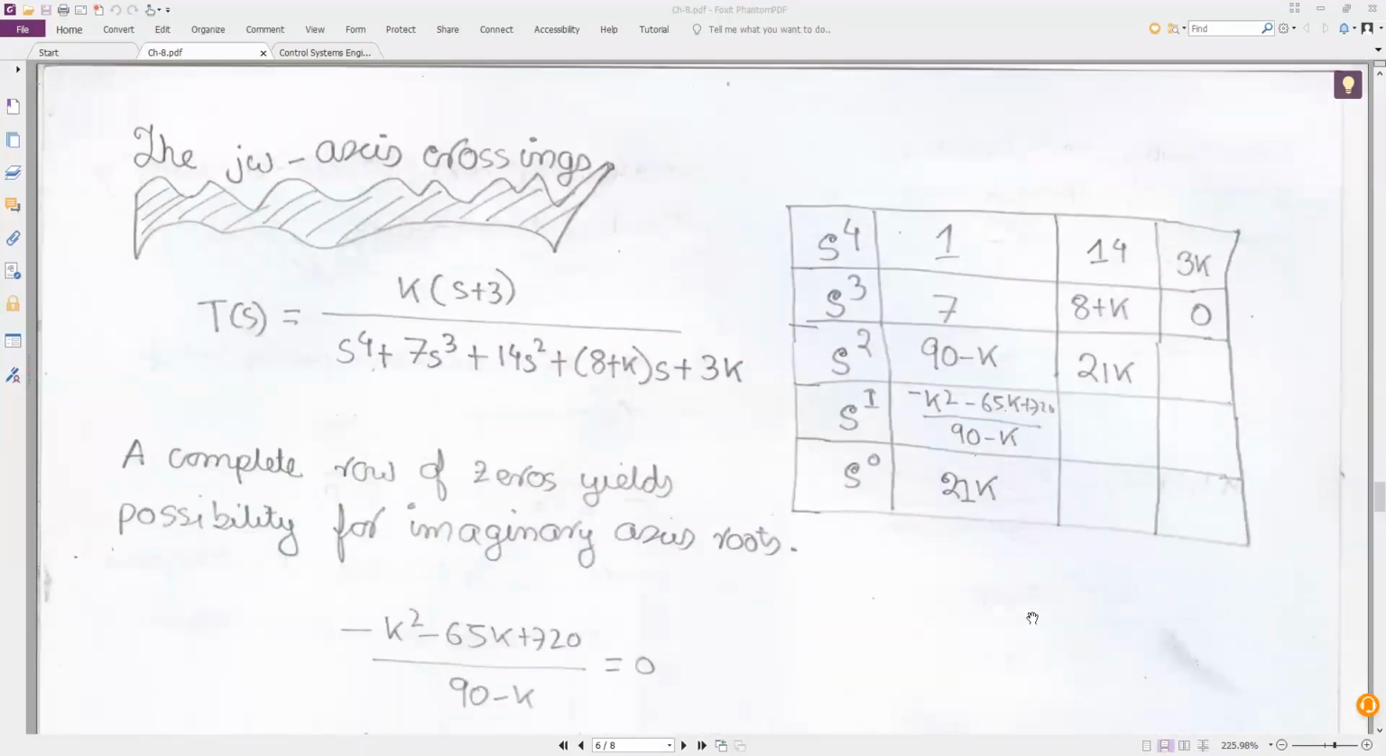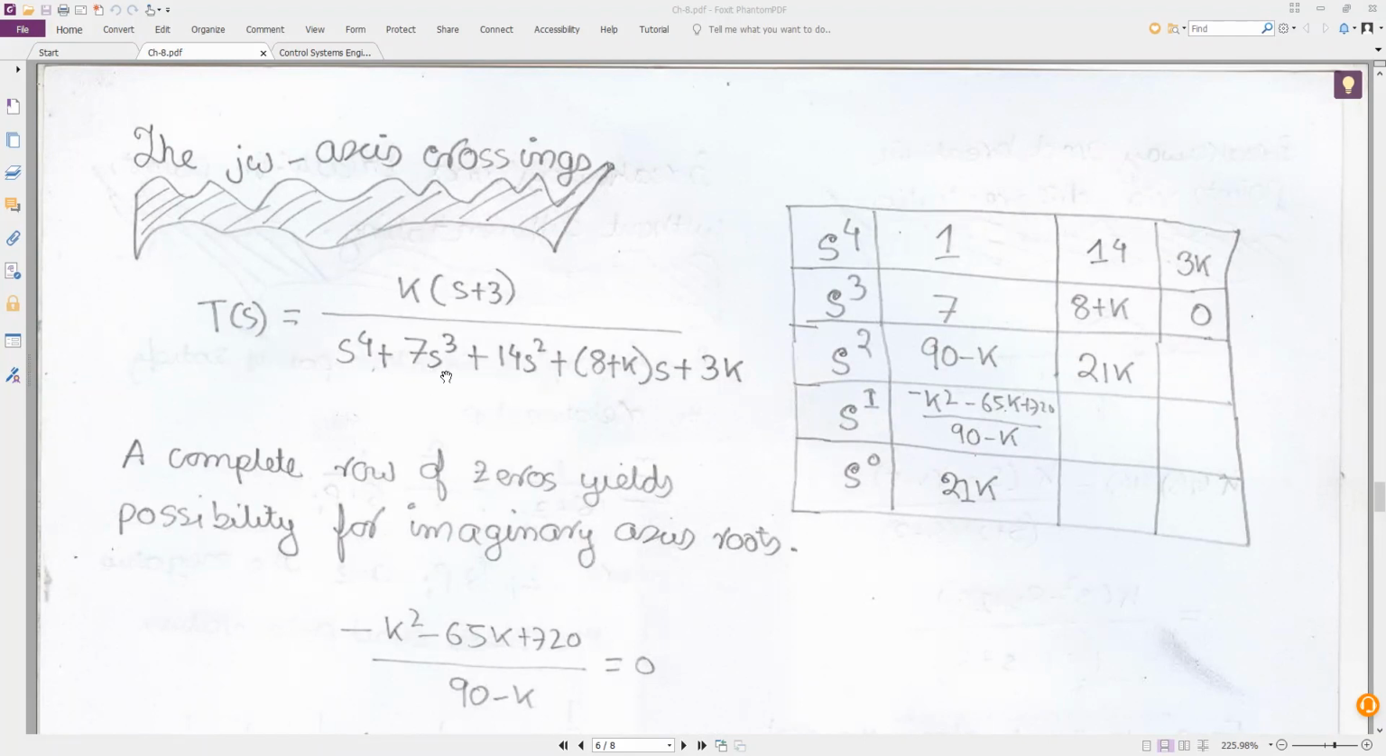Okay. Now see, the j omega axis crossing, that is another one. See, this is a closed loop equation. Now, the closed loop transfer function is given. From here, you have to determine some values.